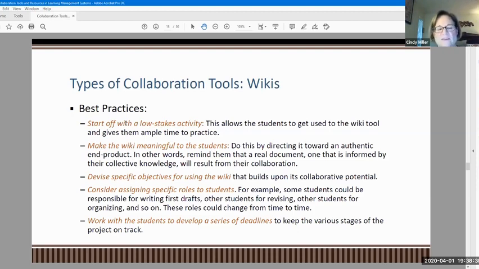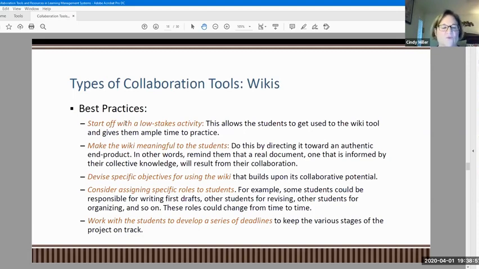You do want to have specific objectives for using the Wiki that build upon the collaborative potential. In other words, you don't want one student doing all the work. And you can see that when you look at that Wiki, you'll see which students did revisions, and you can tell if all of them are contributing or if just one. So you may want to assign some roles to some students.